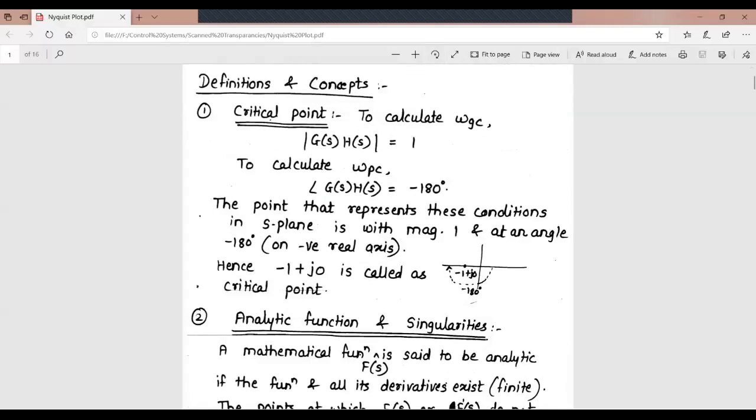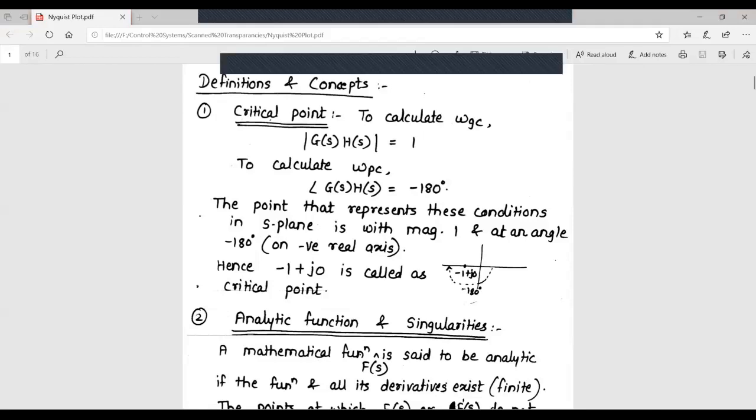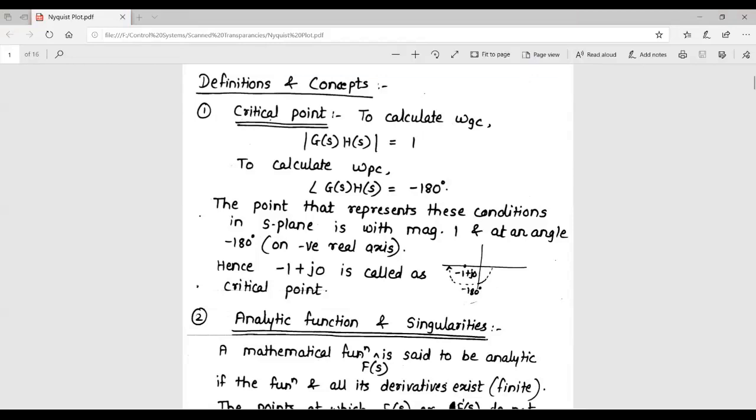Now just now we have seen that we need to have the magnitude to be 1 and we need to have the phase to be minus 180 degrees. So there is a point in the S plane which satisfies both the conditions. Okay. So the point that satisfies both the conditions can be plotted in the S plane, and that point is known as the critical point. Now what that point is, magnitude has to be 1 and angle has to be minus 180 degrees, right? So when angle is minus 180 degrees, that means we certainly should have the point on the negative real axis, because only this line corresponds to minus 180 degrees in the S plane.